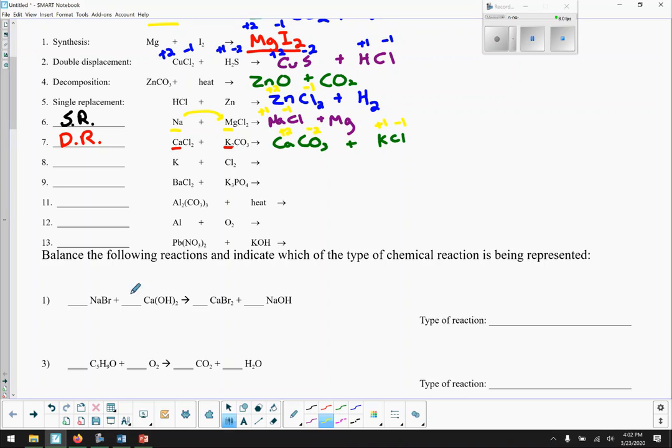Potassium's +1, chlorine is -1. So both the calcium carbonate with its +2 and -2, and the potassium chloride with its +1 and -1, those are all set. They don't need to be balanced in any way. And we aren't balancing the whole equation. The only thing you have to balance here is the products, the ionic compounds.